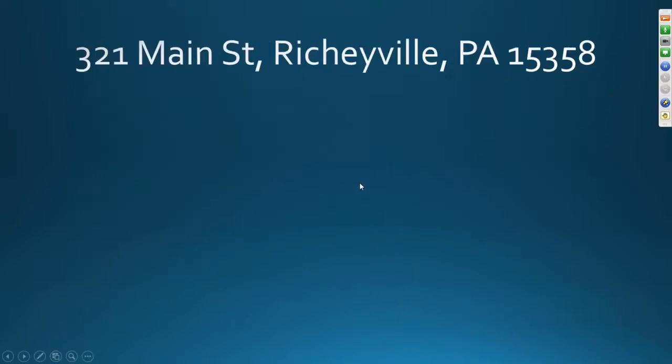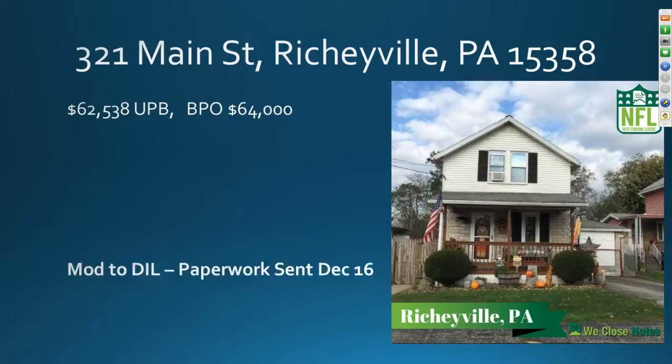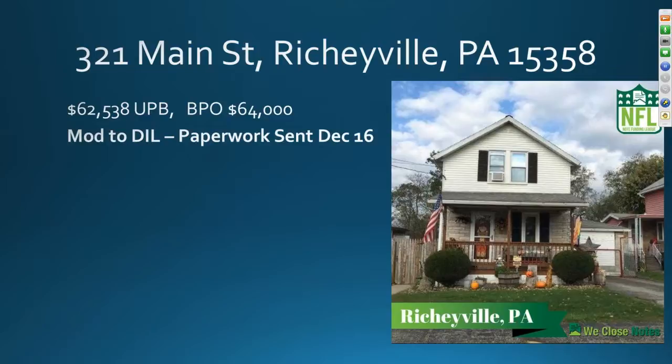All right, moving on. Ritchieville, PA. Now, this one, when I look at this one, I was like, are you sure this is the right photo? Because the amount of emotional equity, the amount of just goodwill, you look at the curb appeal, it's phenomenal. Borrower owes 62 and change on the unpaid balance. Value's at 64, so they're upside down. This could be a mod to deed in lieu.